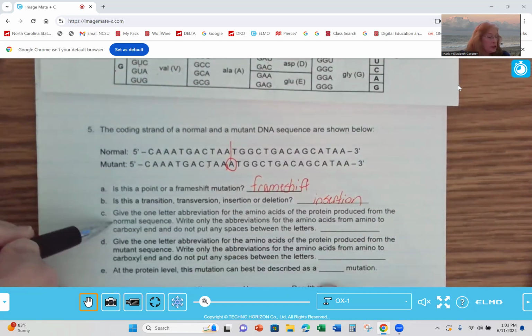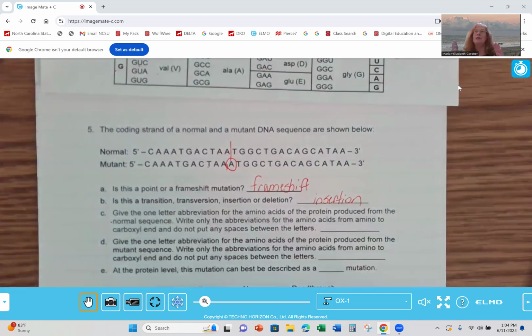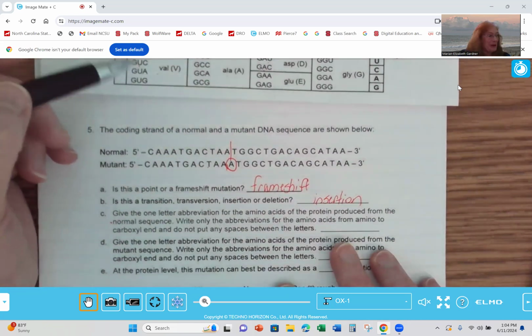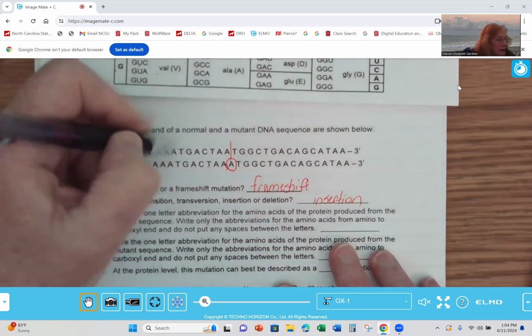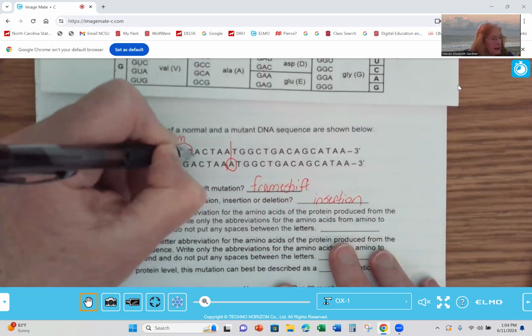Give the one-letter abbreviations for the protein from the normal sequence, and then again, you're writing just the letters, one-letter abbreviation from amino to carboxyl end, no spaces if you're doing this on Moodle. AUG would be methionine.